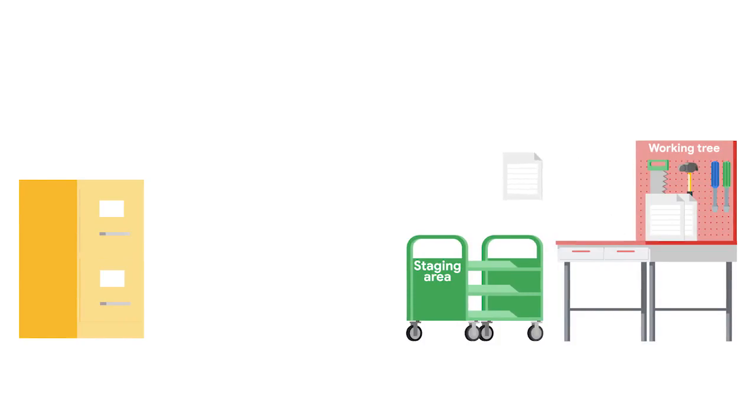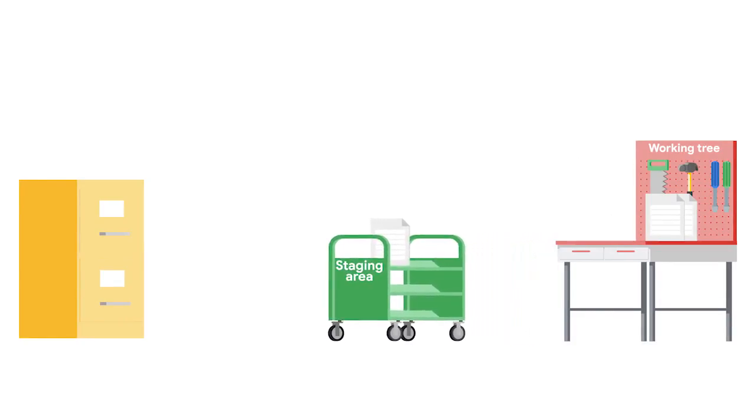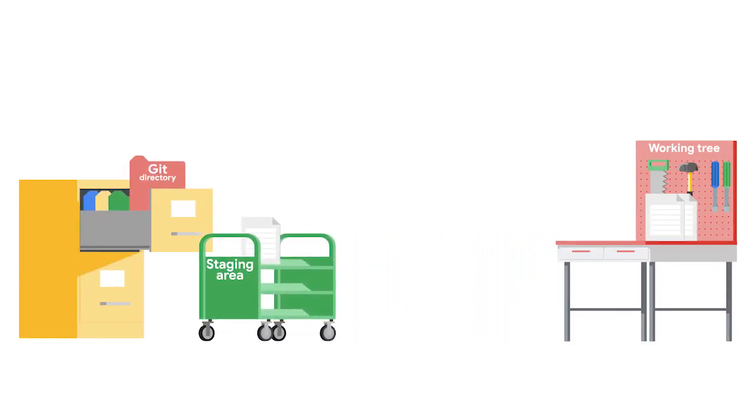In our last video, we mentioned that any Git project will consist of three sections: the Git directory, the working tree, and the staging area. The Git directory contains the history of all the files and changes. The working tree contains the current state of the project, including any changes that we've made, and the staging area contains the changes that have been marked to be included in the next commit.